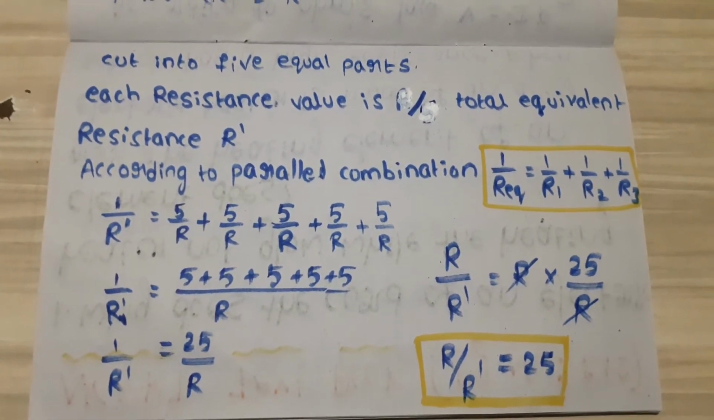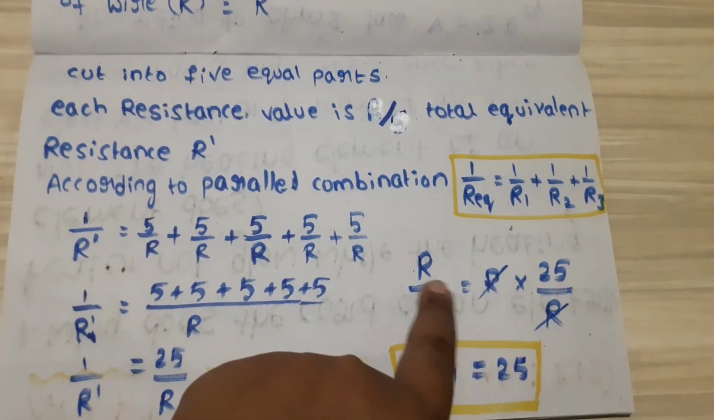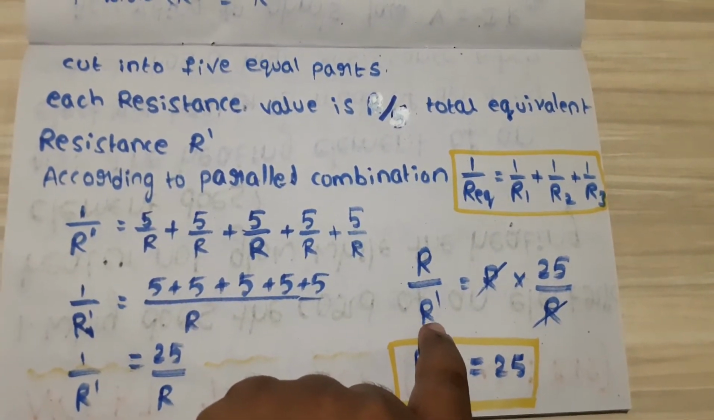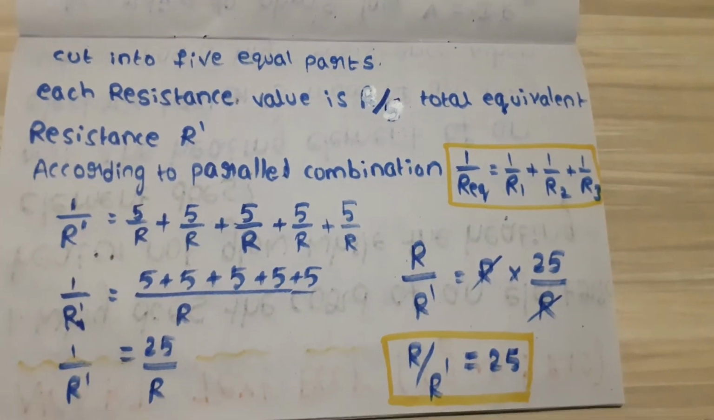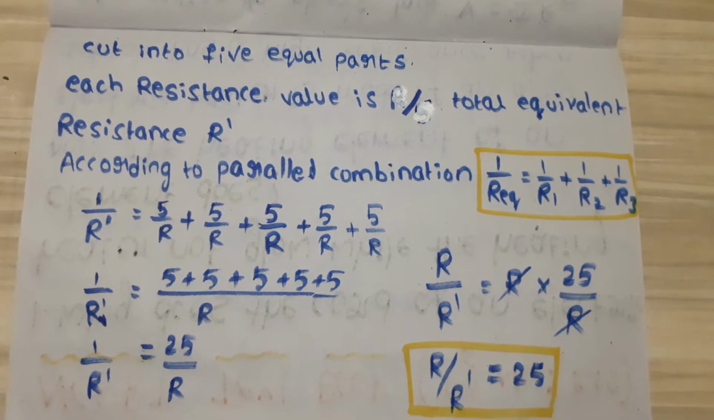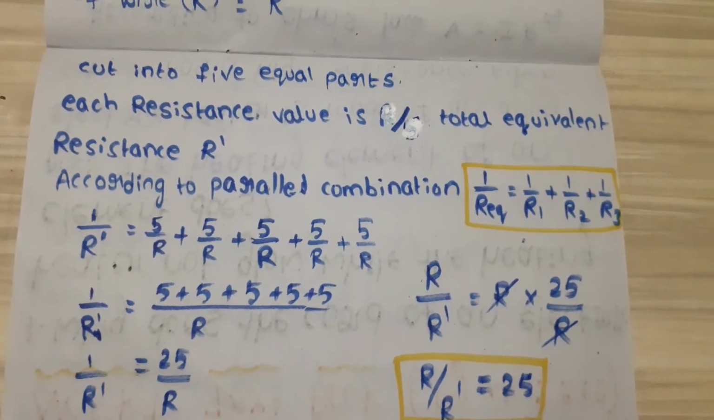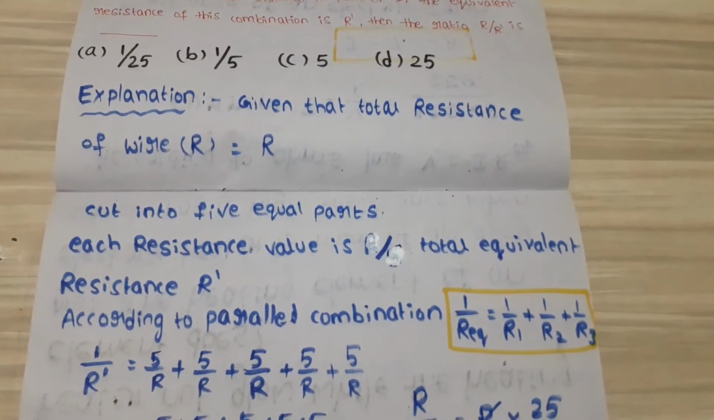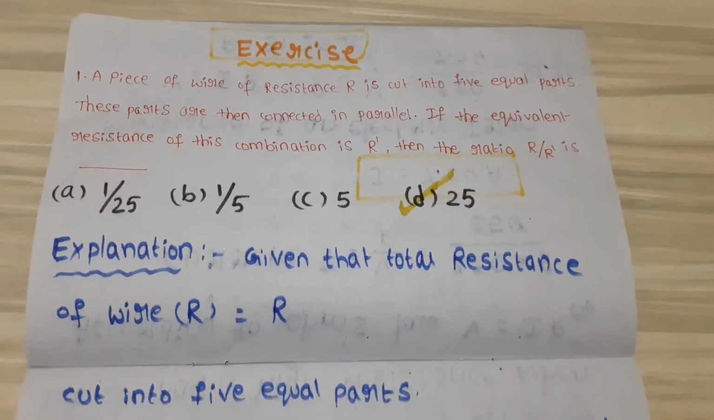Now we have to find the R by R dash value. R is the original resistance value, and R dash is the total equivalent resistance, R by 25. R gets cancelled, so the ratio R by R dash equals 25. That is the value, so option D is correct. The answer is D, 25.